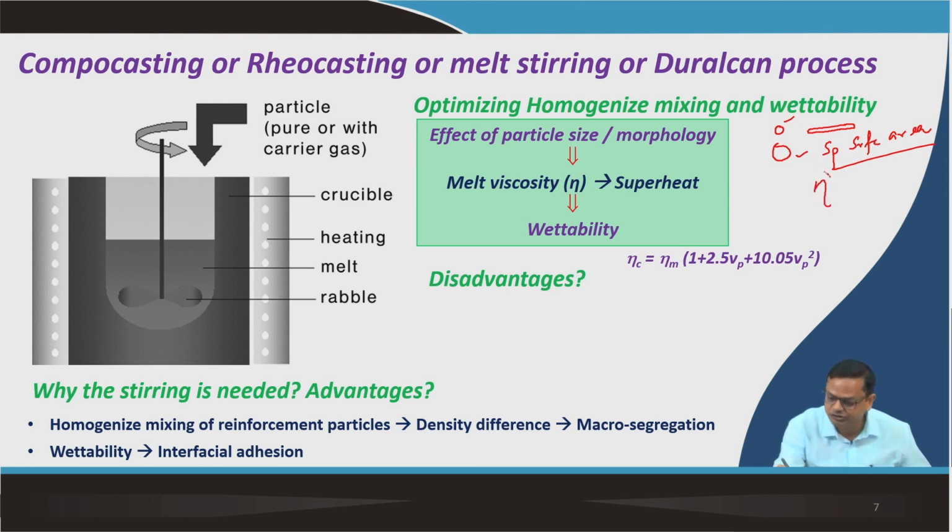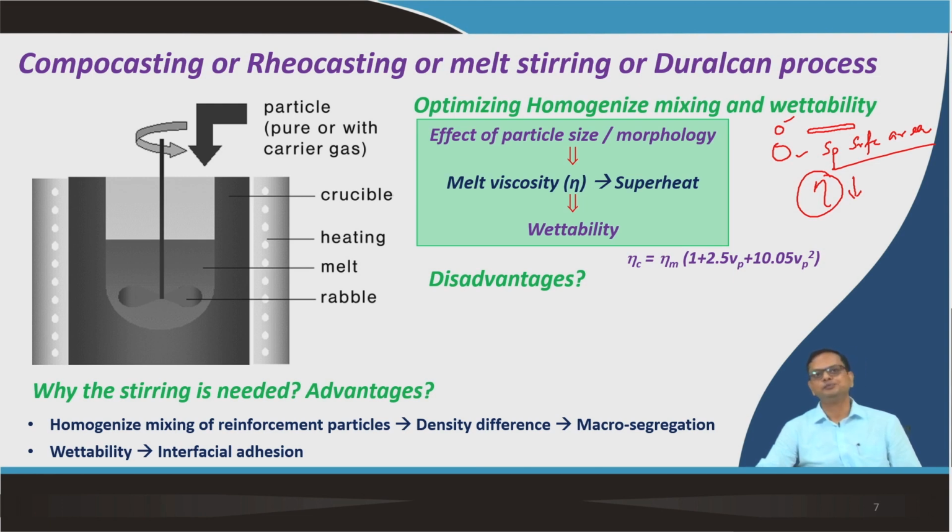The melt viscosity goes down if the specific surface area increases, because then you have a higher amount of surface area which needs to be wetted by the molten metal. So, obviously, the viscosity goes down. And again, how can you control this? First, you have to take care that the viscosity does not reduce too much, otherwise the stirring would be difficult.